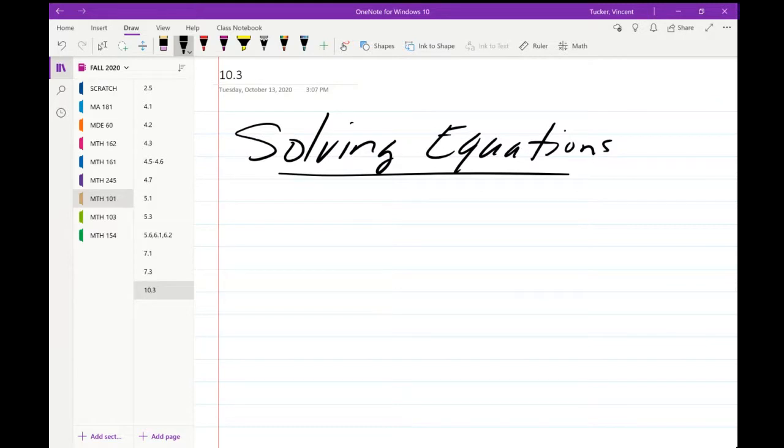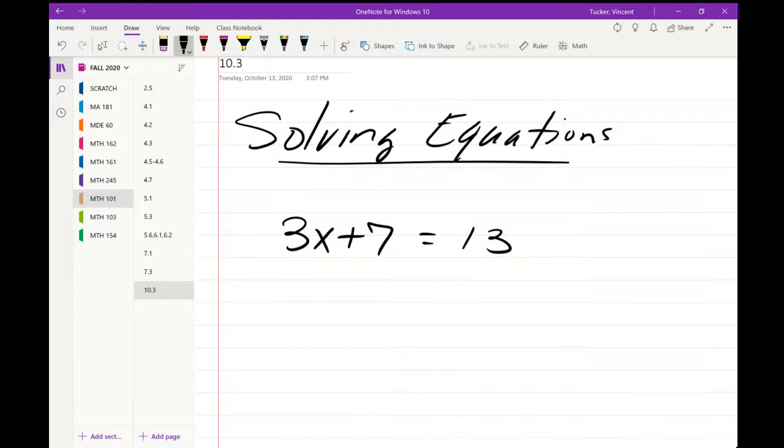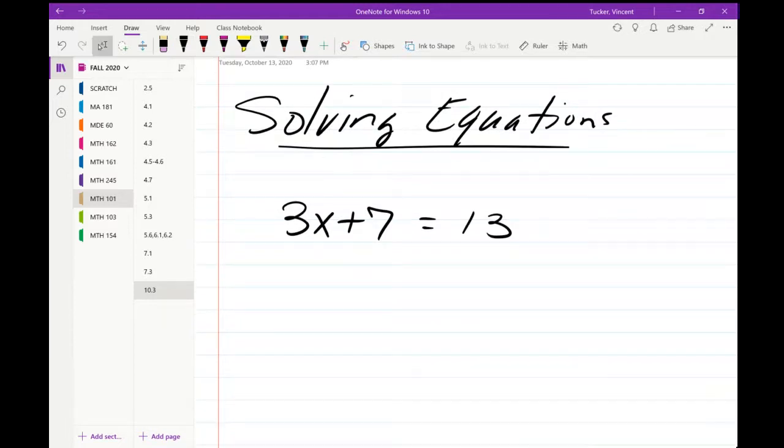All right, so we're just looking at solving equations. So we have 3x plus 7 equal to 13. Your goal is to get x by itself, or whatever variable you're dealing with. You want to get that by itself, so you want to undo what's being done to it. So we have 3 times x plus 7 equal to 13.